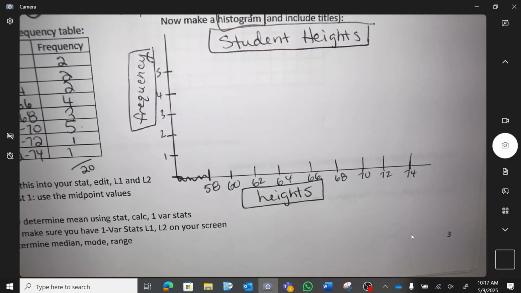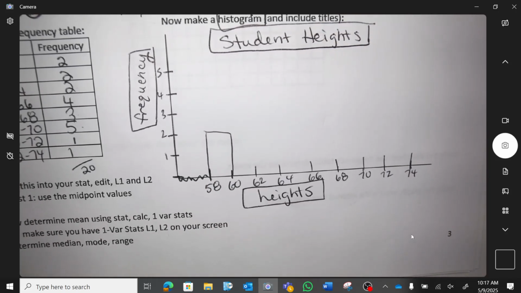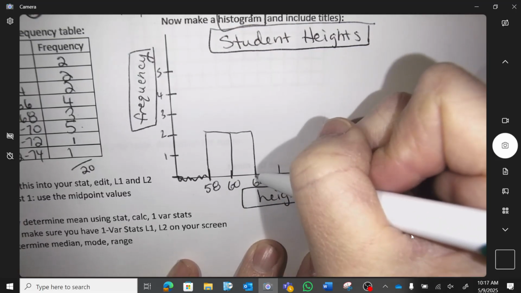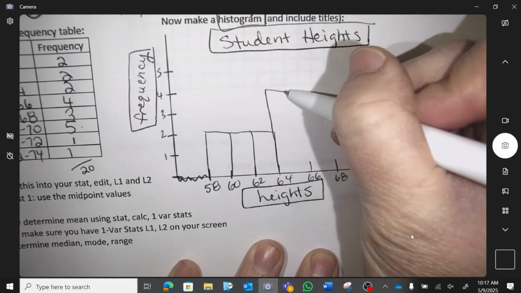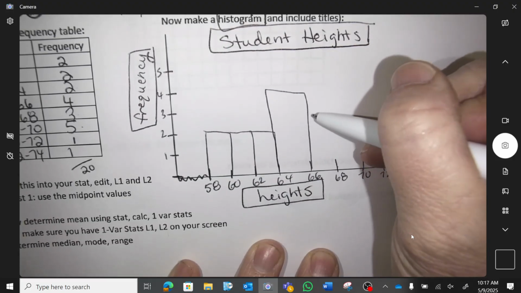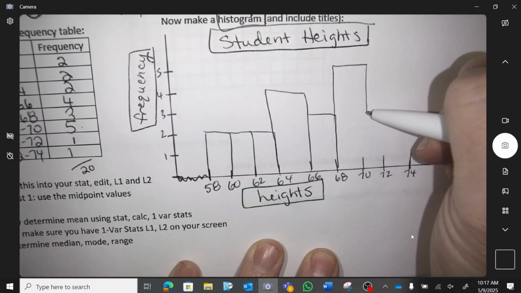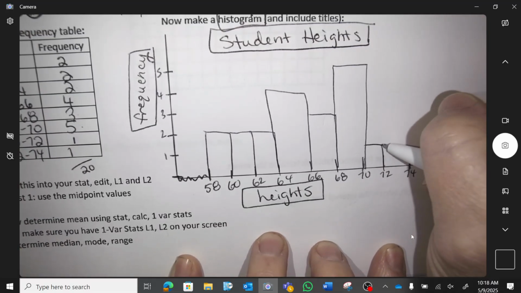Okay, so here we go. 58 to 60: your bar needs to be 2 high. 2 high, 2 high, then 4 high, 3 high, 5, 1, and 1.